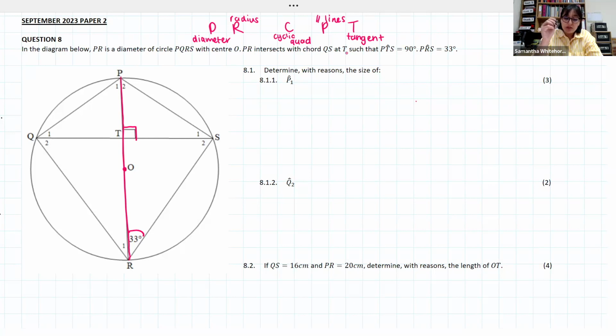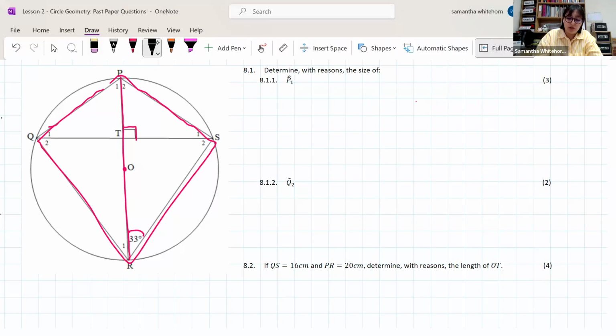In terms of Dr. CPT, I can also see that PSRQ is a cyclic quad, because all four vertices are on the circumference. I don't have any tangents, no parallel lines. So that's what I have right now. I haven't even looked at a question yet. I've just broken down the information that I have so that I can now go answer my questions.